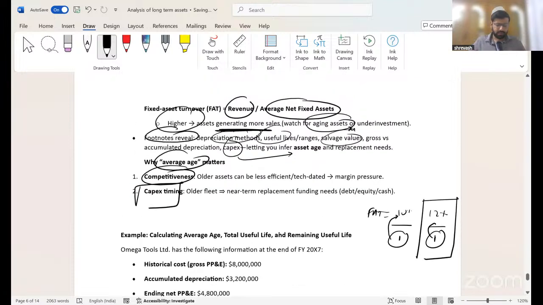So, sir, what does fixed asset turnover tell us? It tells us how efficiently you're using your fixed assets. If my fixed asset turnover is 0.12, that means for every 1 rupee of asset that I have, 0.12 is the revenue that I'm generating. Higher it is, the better it is. But whenever I'm assessing these ratios, I have to make sure I check the average age of your fixed assets, because that matters. If the average age is high, that means huge capex might be incoming.